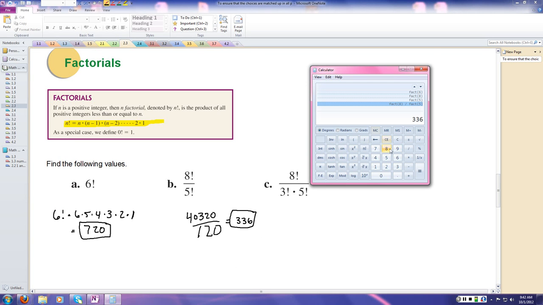In your calculator, you can plug in 8 factorial: 8 times 7 times 6 times 5 times 4 times 3 times 2 times 1, and get the same thing. 5 factorial, 5 times 4 times 3 times 2 times 1, is 120.